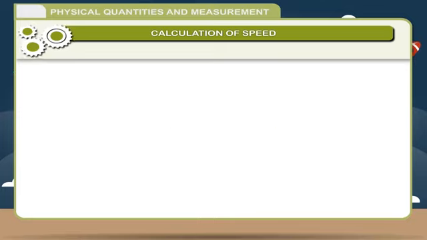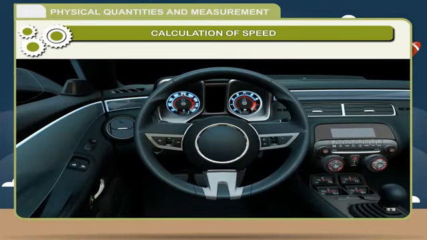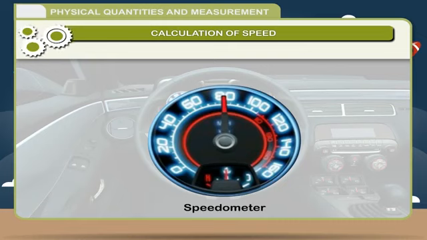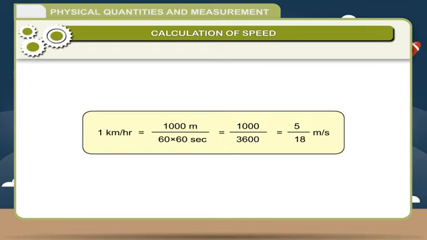Measuring speed. If you are inside a vehicle, say a car, you can easily find out how fast you are traveling. A car has a speedometer in the dashboard to tell the driver how fast it is traveling. The speedometer gives the speed in kilometer per hour. 1 kilometer per hour is equal to 1000 meter divided by 60 into 60 seconds, which is equal to 1000 divided by 3600, which is equal to 5 divided by 18 meter per second.